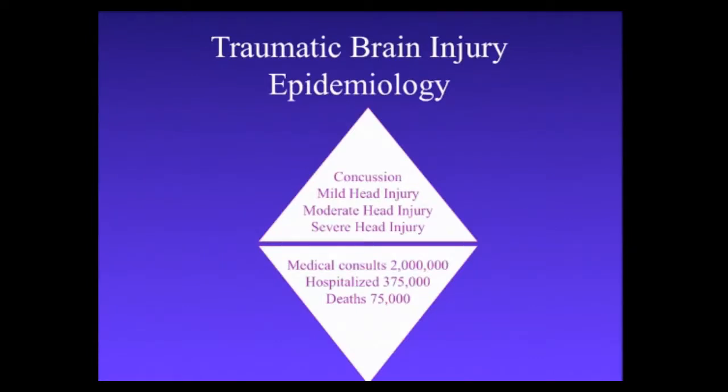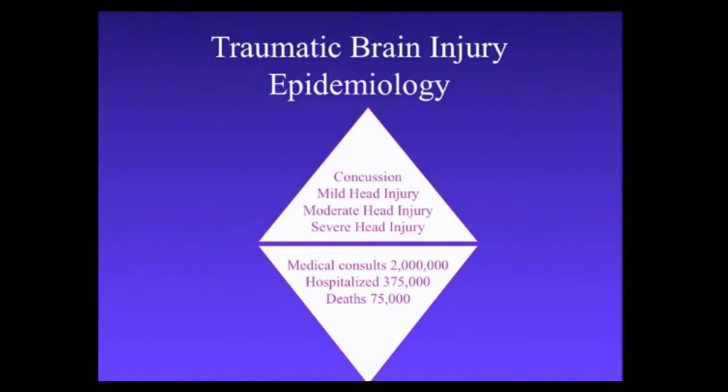So most of these injuries are sort of mild injuries, mild to even moderate injuries, or concussions. And there are types of concussions. So we think about this in severity, mild, moderate, severe, with concussion being the least severe, if you will. We see in the hospital, between 300 and 400,000 patients per year who come to get hospitalized and then move on to various forms of care.